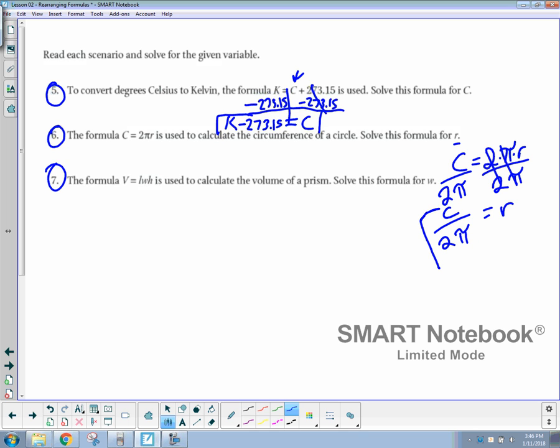And the volume problem. Calculate the volume of the prism. Solve the formula for W. Again, everything's being multiplied, so divide by what you don't need. L's cancel, H's cancel. W should equal V over L H.